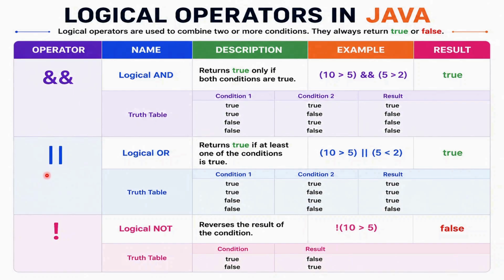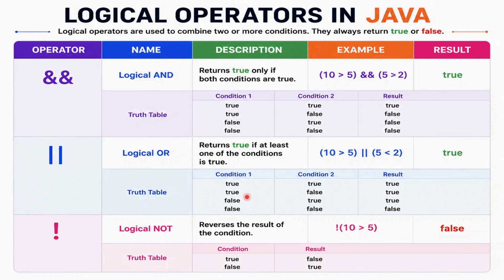So the next operator is OR, whose name is logical OR. So it returns true if at least one of the conditions is true. So we have both conditions here and if any of them is true, then the result is also true. So this is based on the truth table. We have condition 1, condition 2 and the result. So if first condition is true, second is also true, so it matches, any one condition is true, right? So the result is true.